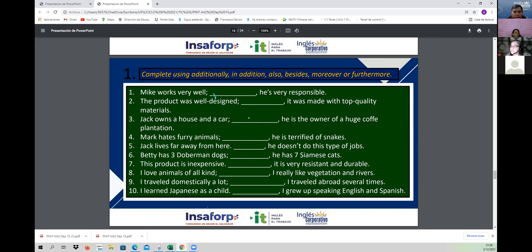Mike works very well. In addition, he's very responsible. Additionally, he's very responsible. The product was well designed. Besides, it was made with top quality materials. Jack owned a house and a car. Besides, he is the owner of a huge coffee plantation.